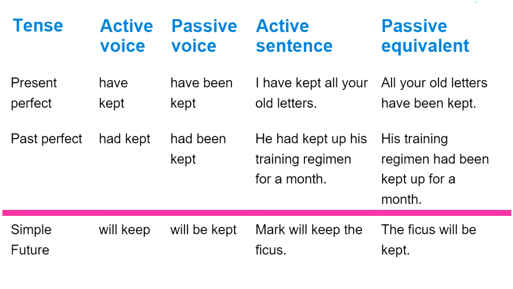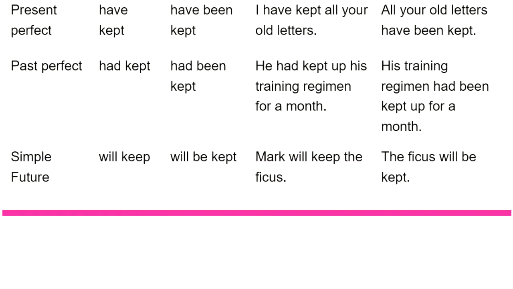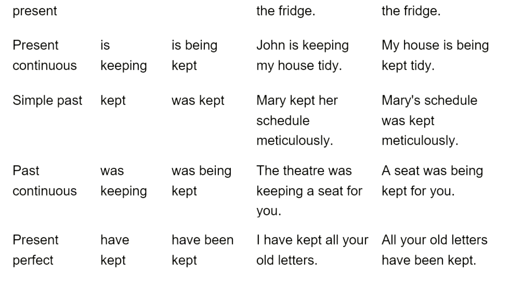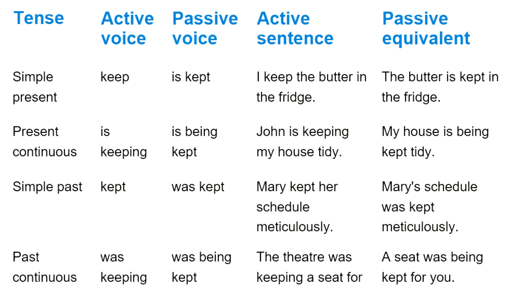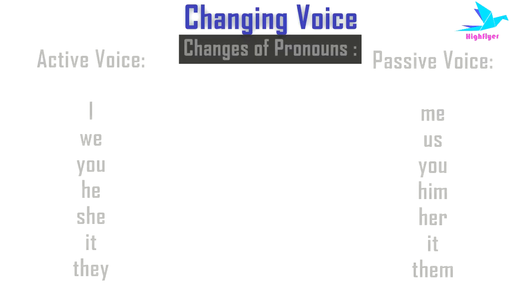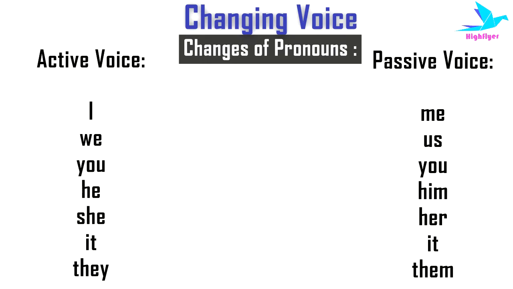Then we'll talk about simple future. In simple future, the active voice will be will keep and in passive it will be will be kept. Example, Mark will keep the ficus, and if you convert that into passive form, it will be the ficus will be kept by Mark. So friends, this is all about the active and passive form used in different kinds of tense.